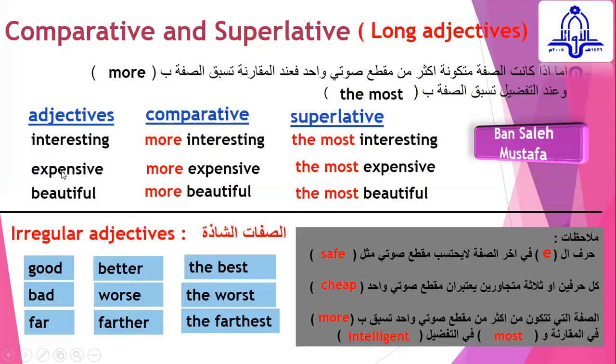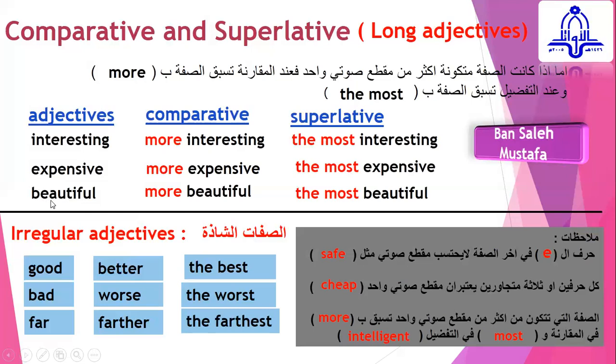Expensive. How many vowel letters in this adjective? عندي حرف الإي E, I. الإي الأخيرة لا تحتسب مقطع صوتي. إذا توجد 3 حروف علة 3 syllable sounds. So we will add more in comparative, the most in superlative. It will be more expensive, the most expensive.